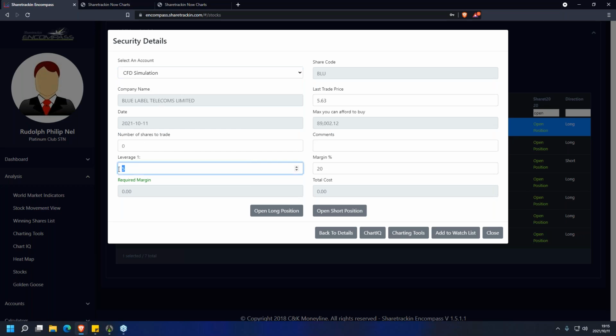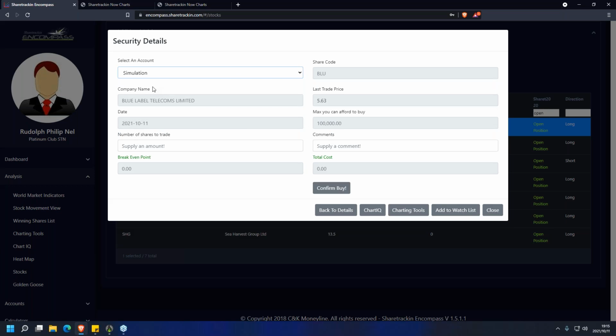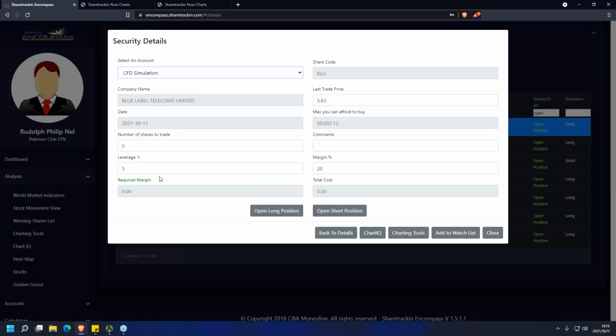But you'll see that there's a bit of a difference between the normal simulation and the CFD simulation, because over here we've got leverage and margin. Now, it's more the leverage than the margin. If you're trading through IG Markets, you'll realize that they give you a percentage margin, so instead of looking at the leverage, you will be looking at the margin.